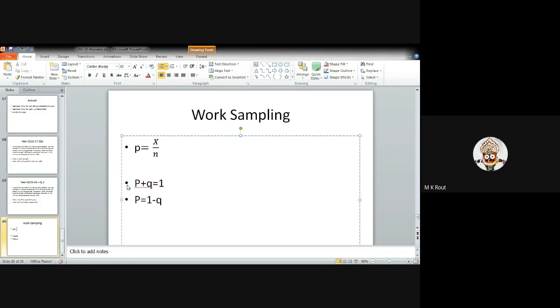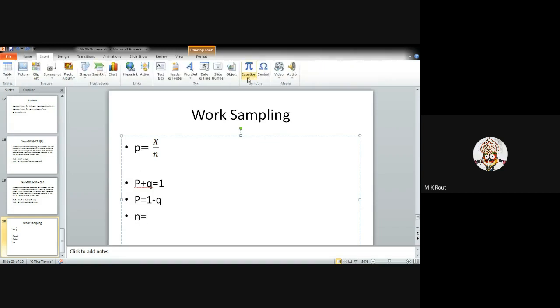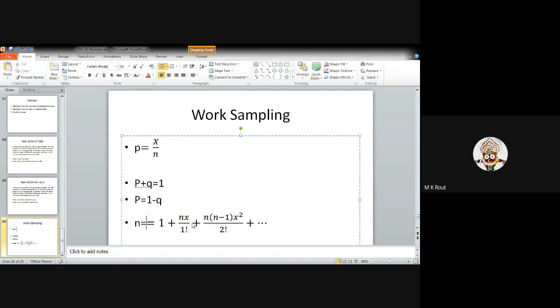P equals 1 minus Q. The next formula is small n equals Z squared into P into (1 minus P) divided by h squared.